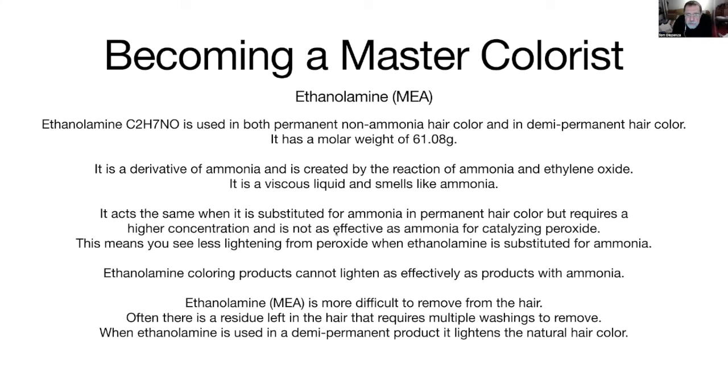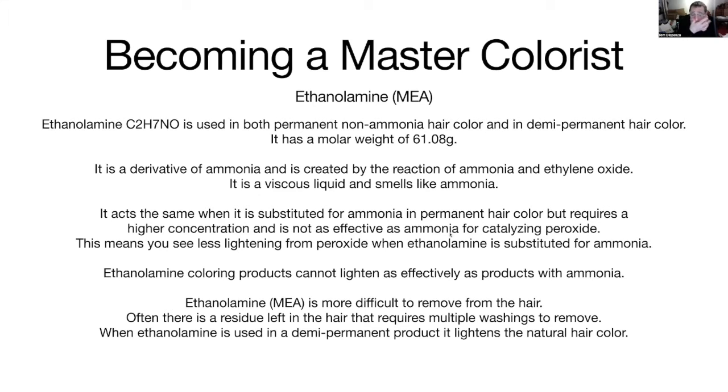It acts the same when it's substituted for ammonia in permanent hair color, but you have to have a higher concentration. And the higher concentration means that instead of being 1%, which is generally what the ammonia content is in level 8, 9, and 10 hair color, when you're using MEA, ethanolamine, you have to have anywhere from 3 to 8% in order for it to be not quite as effective as the ammonia. And remember what I said, it's not as effective for catalyzing the peroxide.